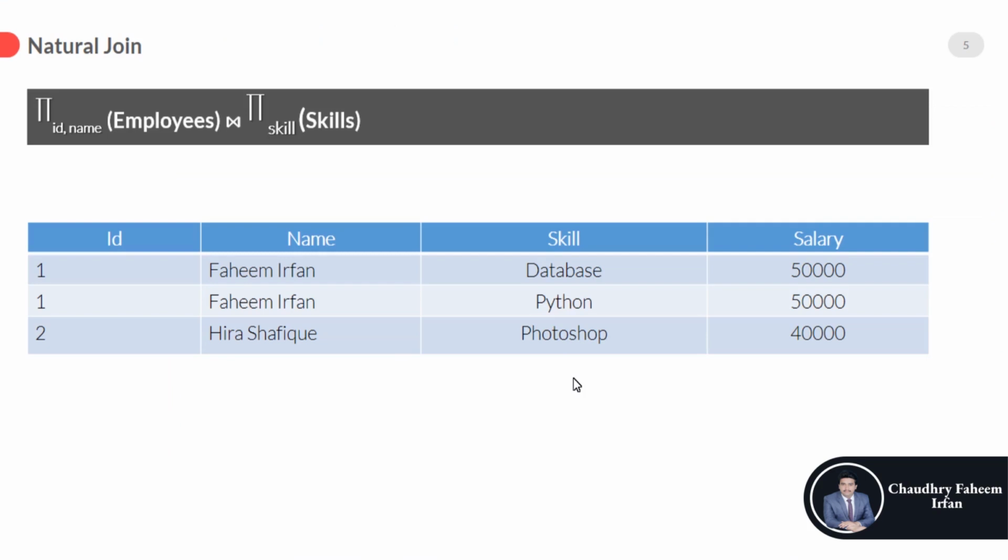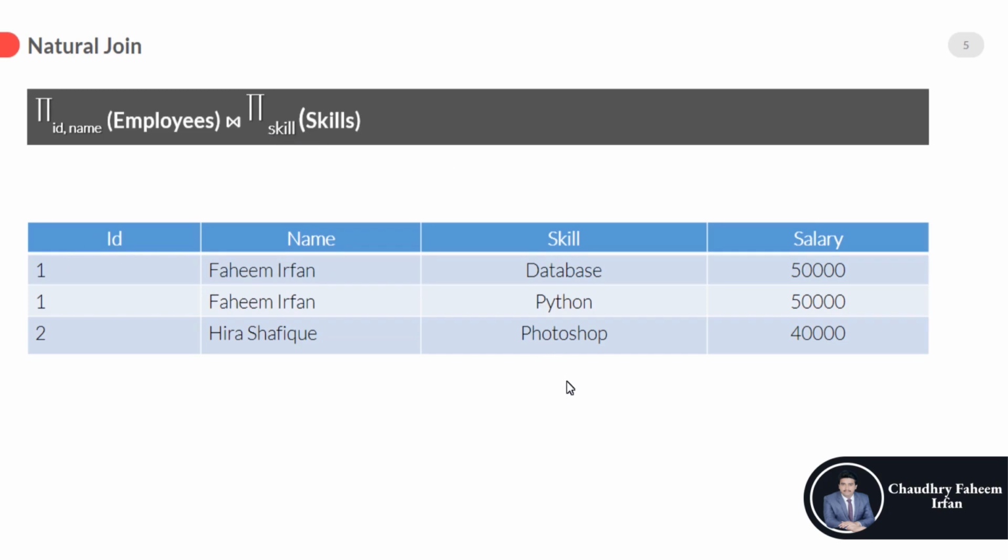In natural join, there is at least one column with same name and domain in both relations or in both tables which are going to join. So here is the relational algebra projection operation. We are going to select ID, name from employees table, and there is no condition because this is natural join, it automatically identifies the same attributes in both tables. And by using projection operation, we are going to select skill attribute from skills table.